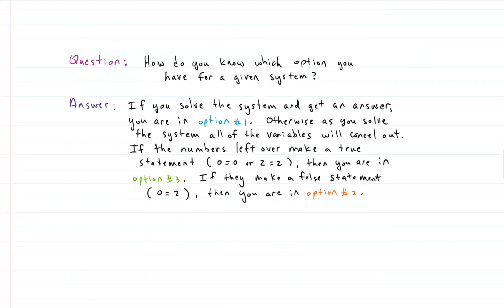Some people ask, how do I know which of the three options I'm in when I'm doing a problem? Well, you just start the problem. And if you get an answer, you're in option 1. That means you only have one solution, as long as you did your algebra correctly.